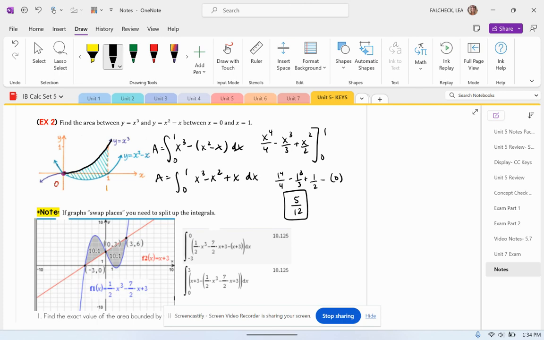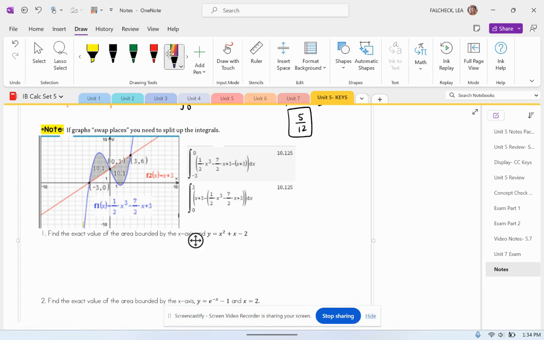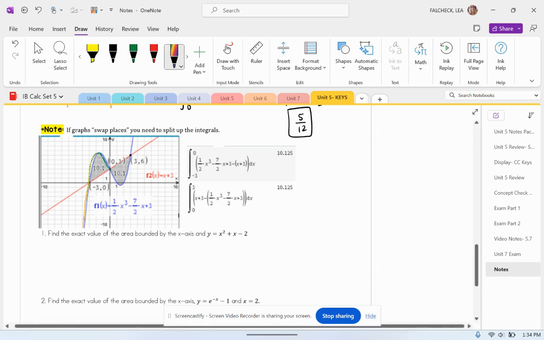Now, there is one sneaky little thing that could happen when you have a region between two curves, and that is the graphs swap places. Look at this picture here, right? I have blue being the top function all the way until we get to 0, and red is the bottom. So if I were to find the area of that space, I would do the top, 1/2 x cubed minus 7 over 2x plus 3 minus x plus 3.